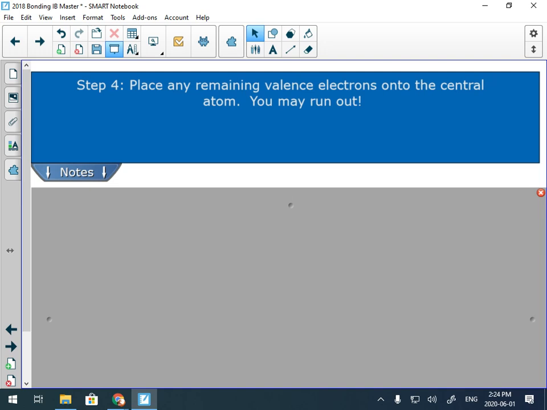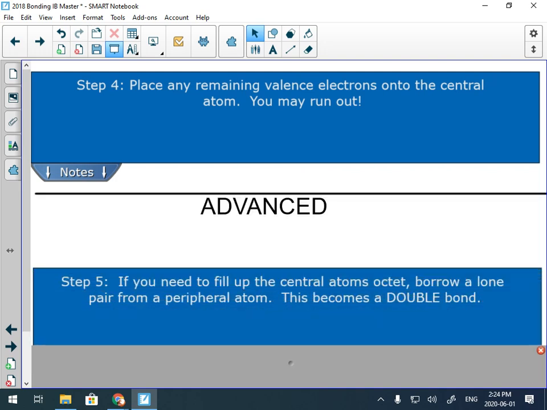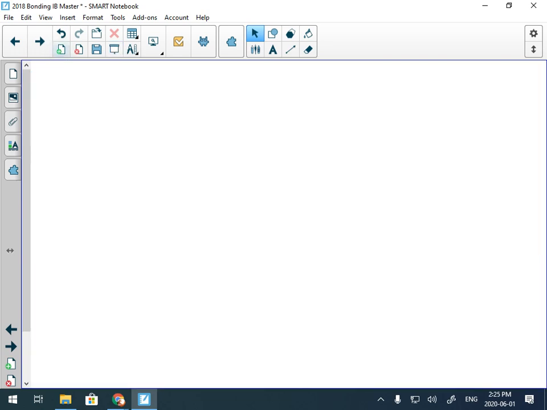Now, you may run out of electrons before you're able to fulfill the octet. Does that mean you just leave it? The answer is no. If you have to fill up a central atom's octet, what you can do is create a double bond. You can actually share a pair of electrons from a nearby atom. That gets a little tricky, but I'll show you what I mean.